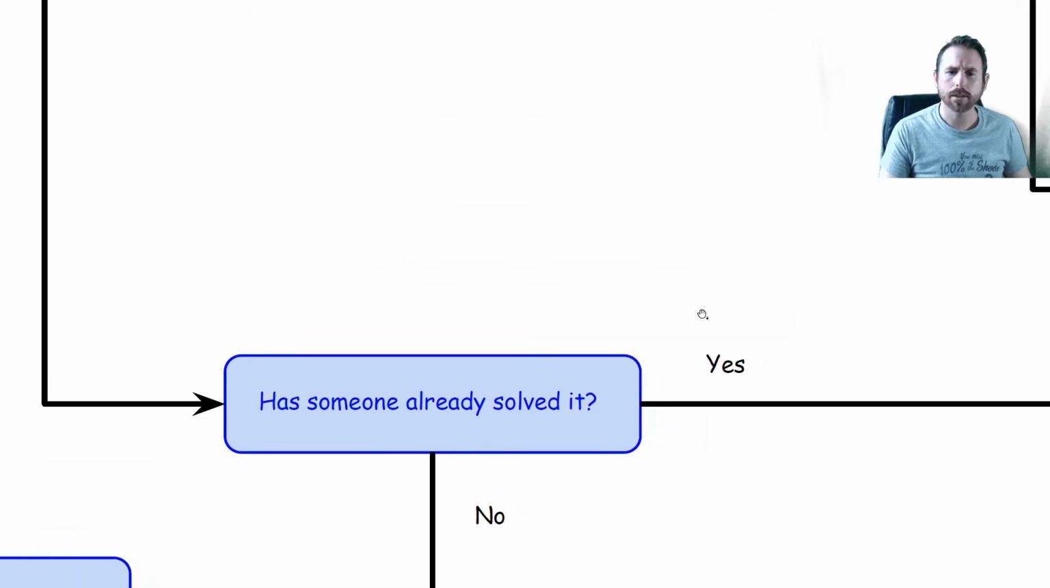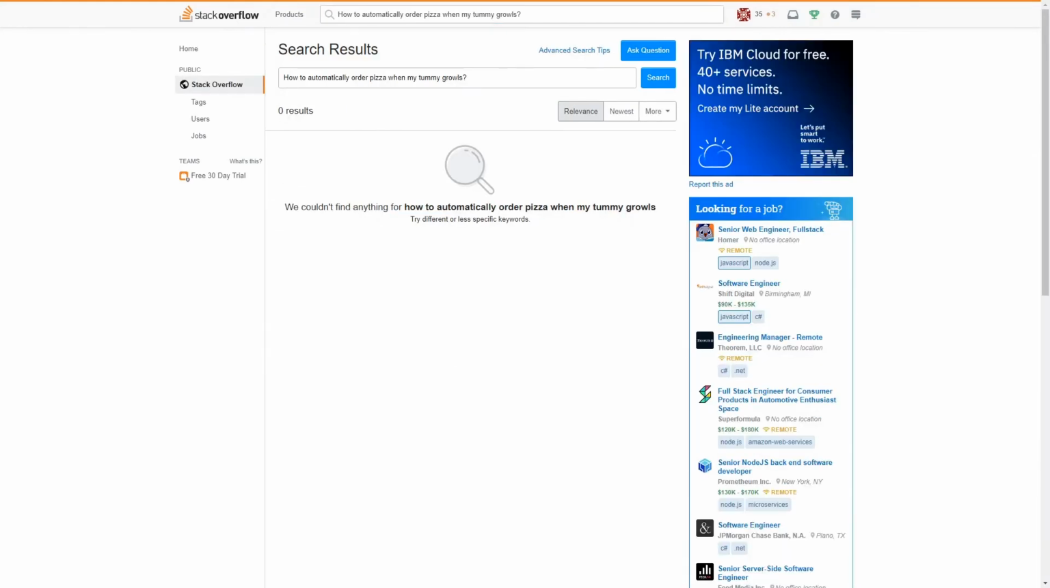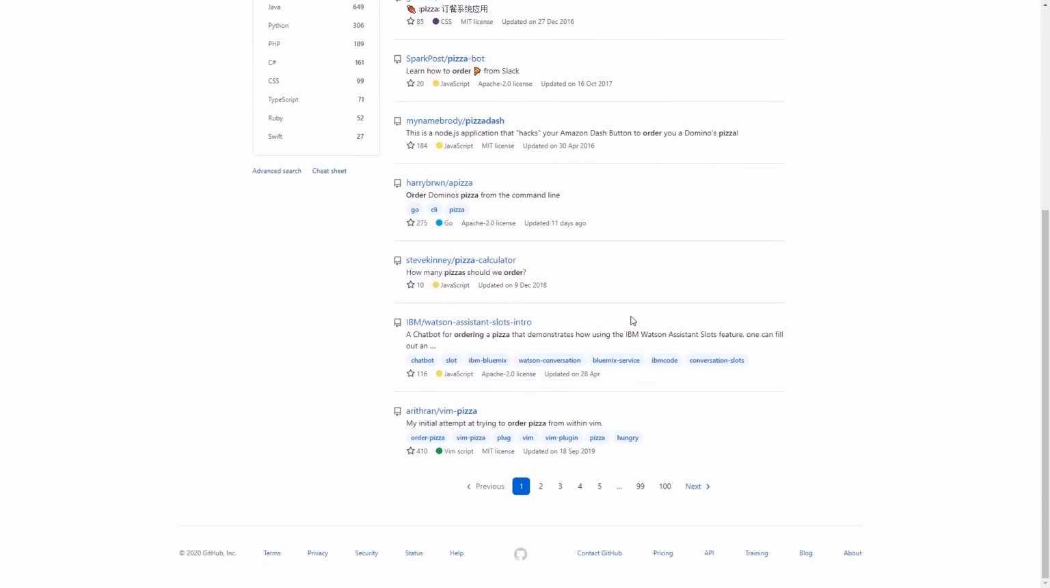The first question is, has someone already solved it? Start by searching Stack Overflow to see if someone has already coded a solution. Or maybe there's already a tool published on GitHub. It doesn't matter what language it's written in, as long as it works.